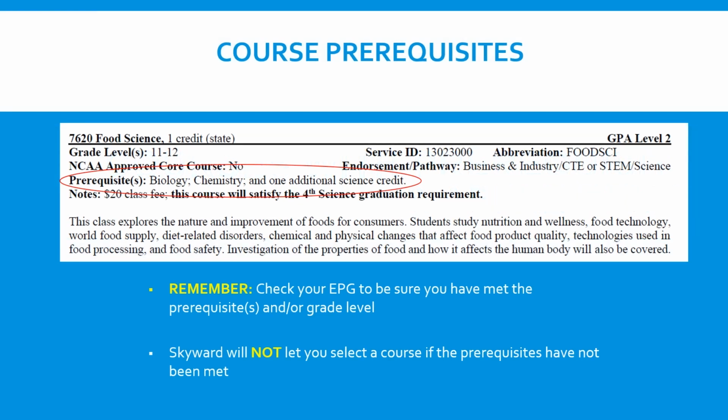Some courses require prerequisites, and they can be found in the course description part of the EPG. The prerequisites are the classes you must have already taken. For example, for food science, you must have taken biology, chemistry, and 1 additional science before you can register for it. Always check the EPG to make sure you have met the prerequisites and/or grade level requirements. SKYWARD will not let you select a course if the prerequisites have not been met.